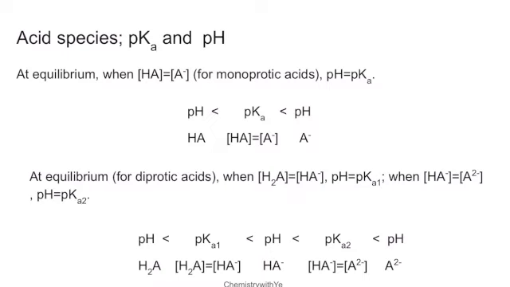The second equilibrium point is when the second least protonated form equals its least protonated form, and that is when pH equals pKa2. And when the pH is greater than pKa1 but less than pKa2, it's in its second least protonated form. And when the pH is greater than pKa2, it is in its least protonated form.